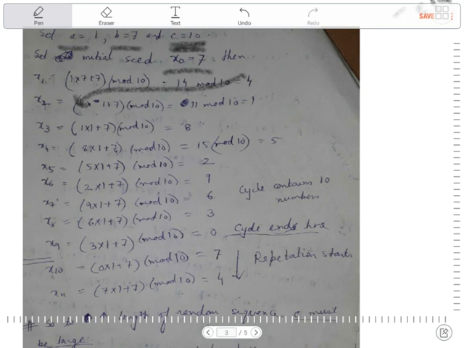See, x0 is 7, x1 is 4, x2 is 1, x3 is 8, x4 is 5, x5 is 2, x6 is 9, x7 is 6, x8 is 3, x9 is 0. Now you see x10 is 7, but 7 we have already got here. x11 is 4, already we have got here.